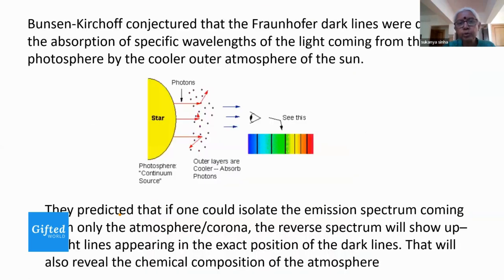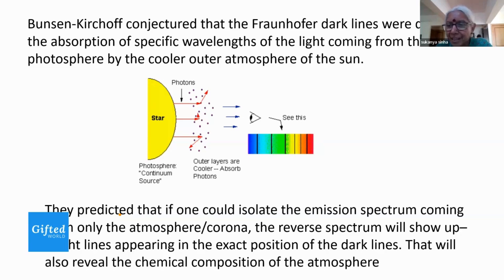But how to do it? Every time we see the sun, it's bright light coming through the atmosphere. How do we look at only the light coming from the atmosphere? That's kind of crazy, yeah? Shall we ask the students if they have an idea? Do you have any idea? How would you do this? We're getting everything as a package.